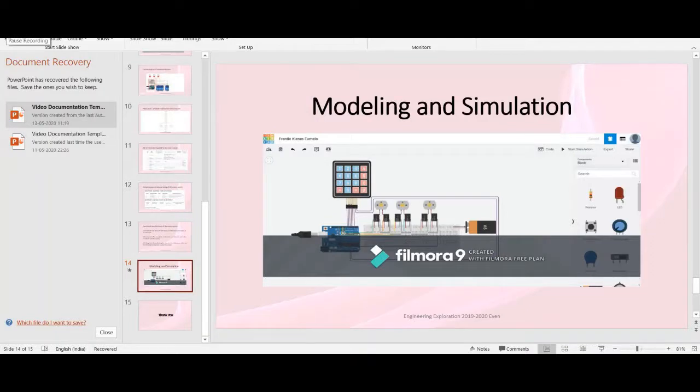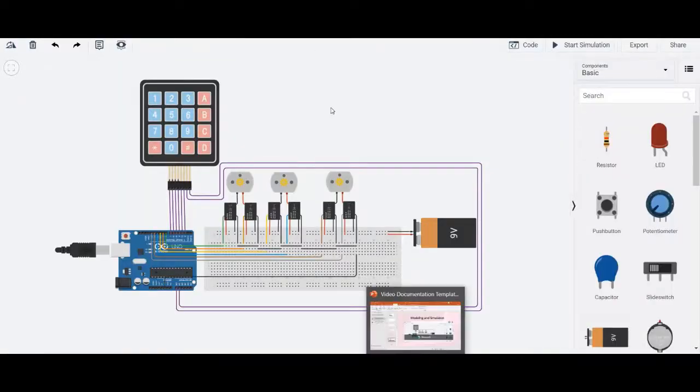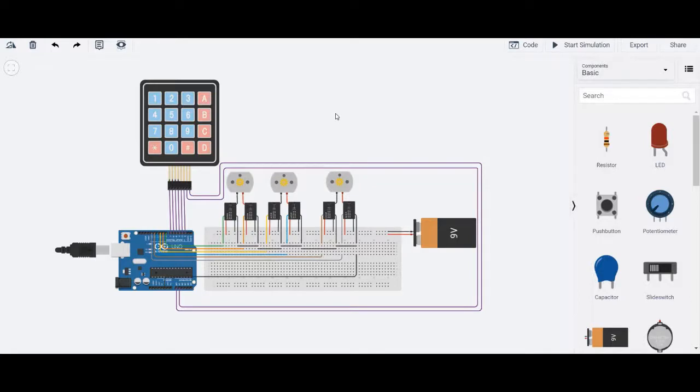Now I'll be explaining the modeling and the simulation part of our course project. This is the circuit diagram which we'll be using for our course project. Here we use three DC motors as our actuators, one battery, an Arduino and a keypad. In our course project, we have three subsystems. One is the movement, the second is the angular, and the third is the striking part. For each of the subsystems, we'll be using one DC motor.